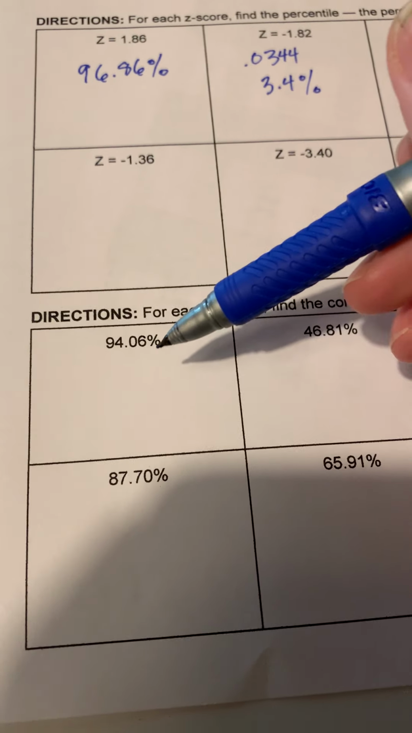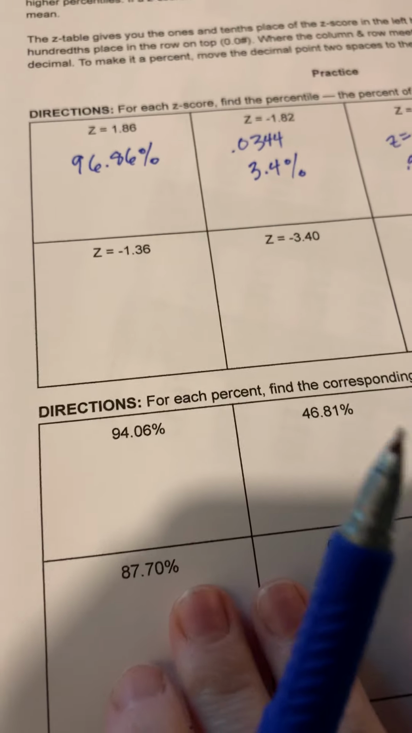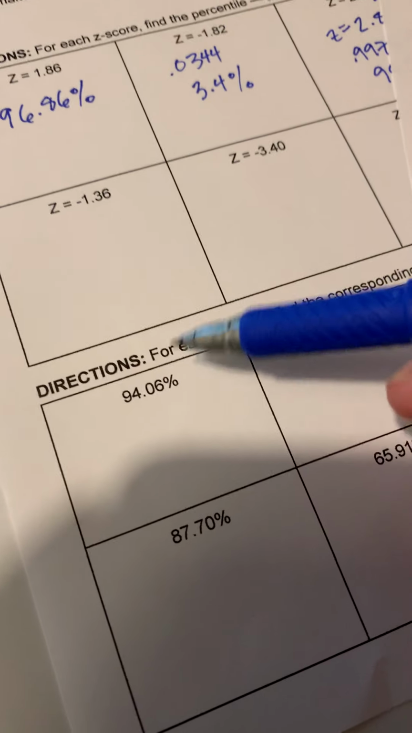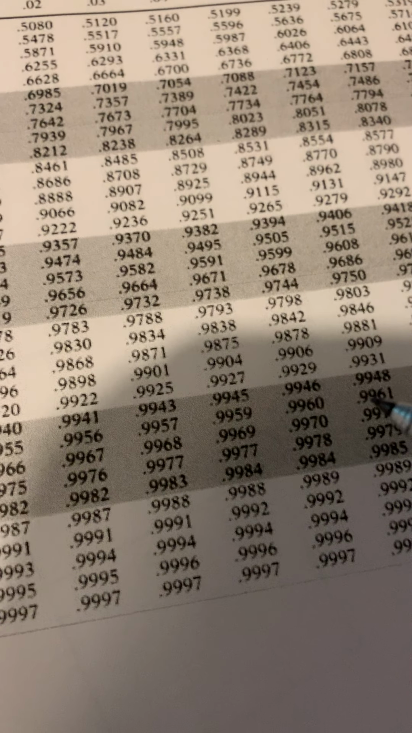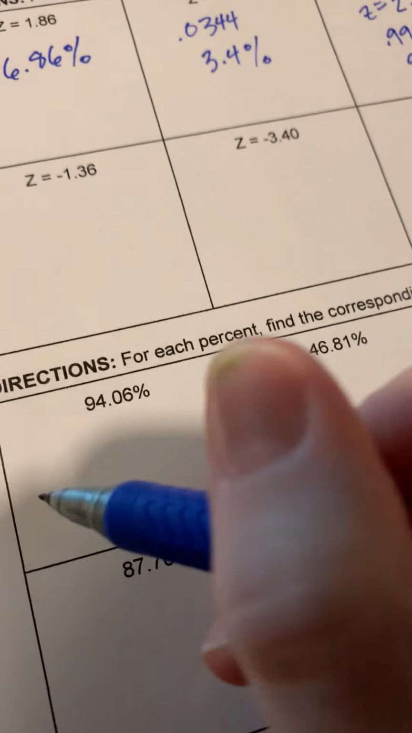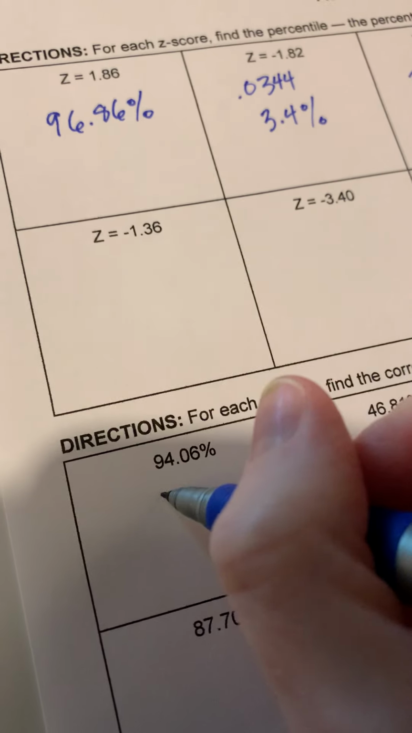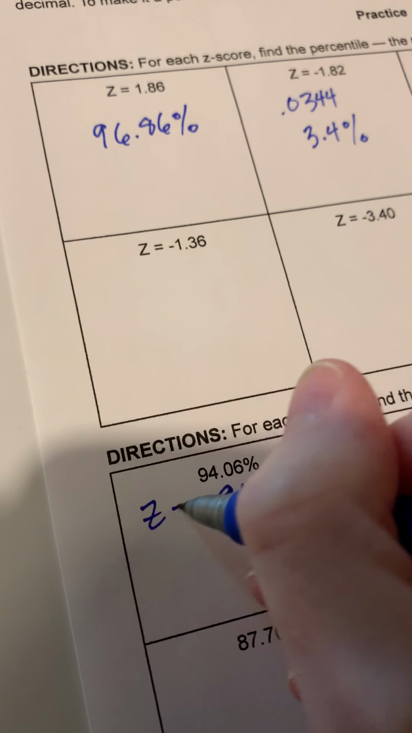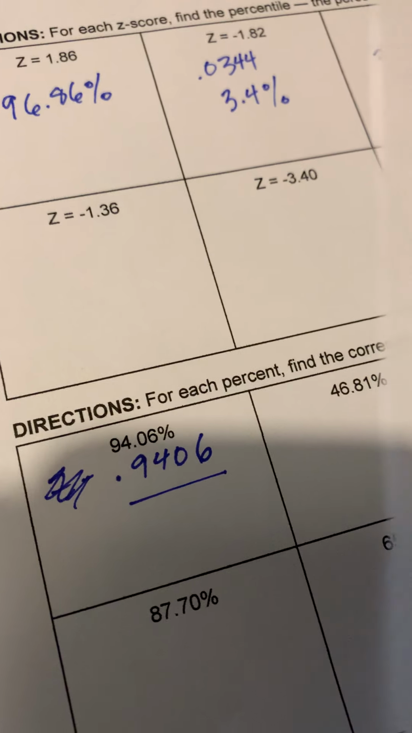So if my percent is 94.06, that means I'm now going to be looking on the interior of the chart. And I'm going to be looking for those 4 numbers. But remember, on the interior of the chart over here, we had to convert that into a percent. So now we're going to do the opposite. We have 94.06. I now need to move my decimal point 2 spaces to the left. I'm looking up a percentile of 0.9406.